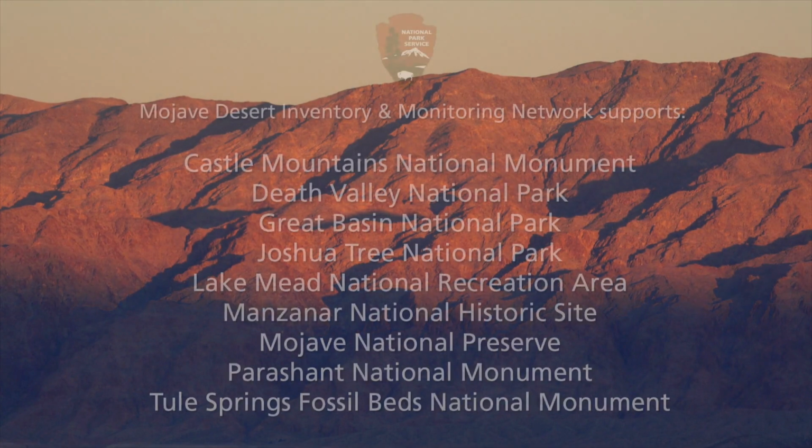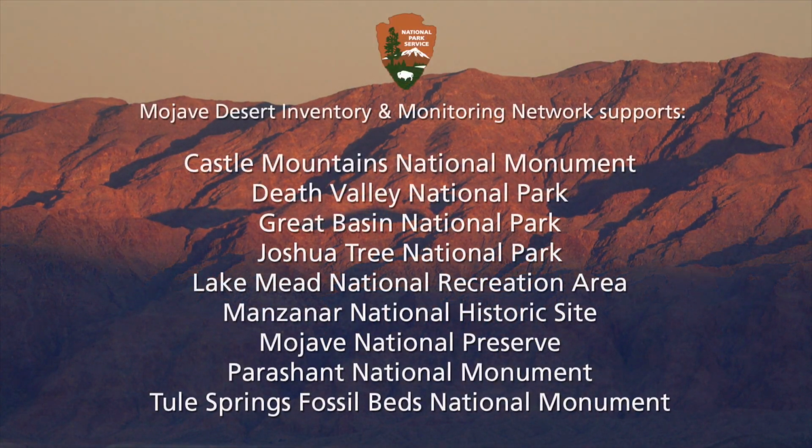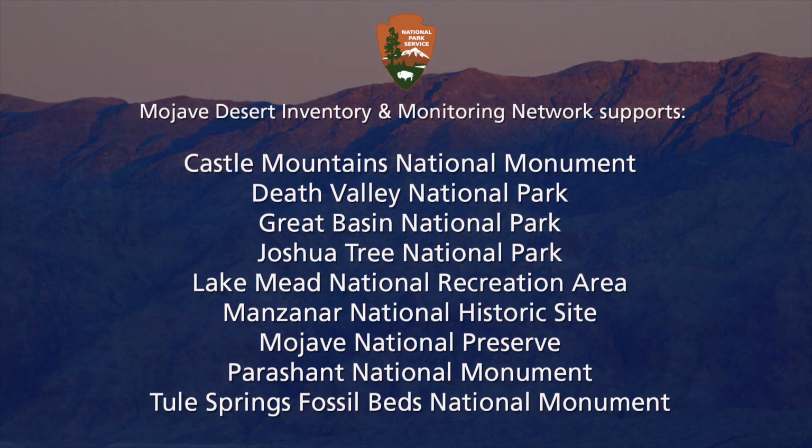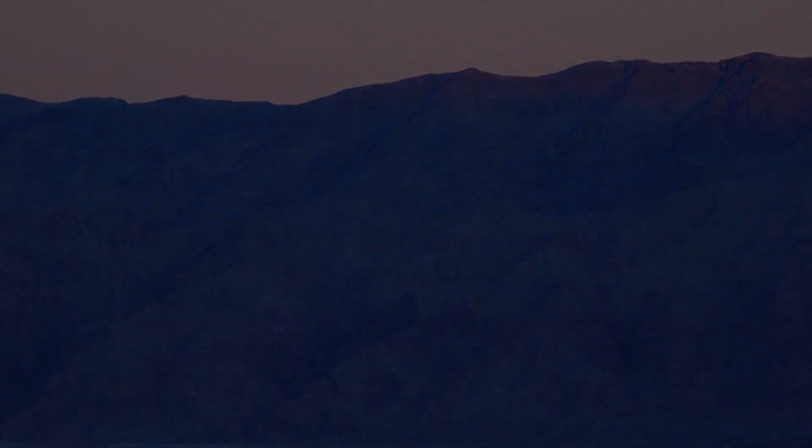Logo, National Park Service. Mojave Desert Inventory and Monitoring Network supports Castle Mountains National Monument, Death Valley National Park, Great Basin National Park, Joshua Tree National Park, Lake Mead National Recreation Area, Manzanar National Historic Site, Mojave National Preserve, Parashant National Monument, Tule Springs Fossil Beds National Monument.